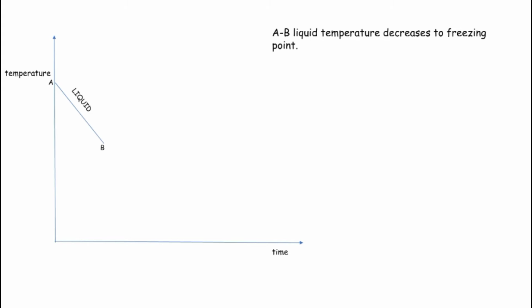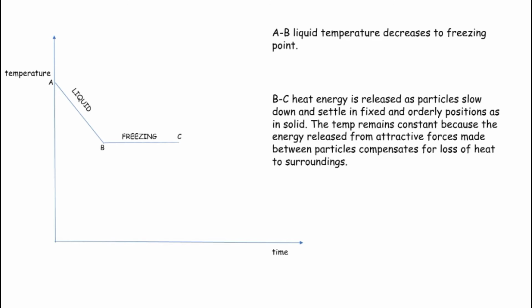In the graph, we can see that A to B, liquid temperature decreases to freezing point. B to C, heat energy is released as particles slow down and settle in fixed and orderly positions as in solids. The temperature remains constant because the energy released from the attractive forces made between the particles compensates for the loss of heat to the surroundings.